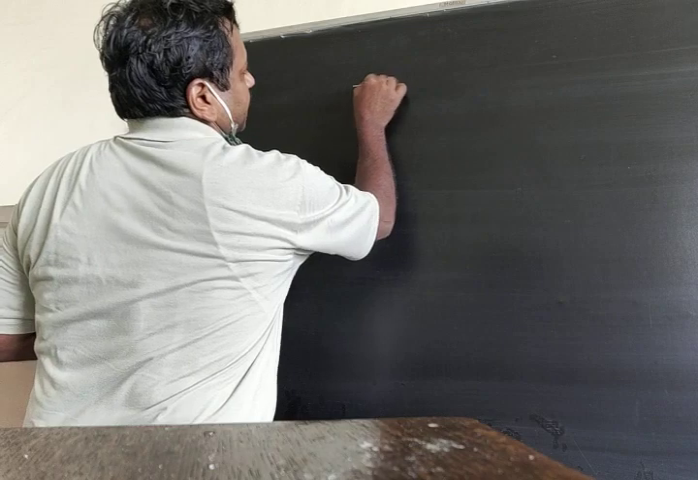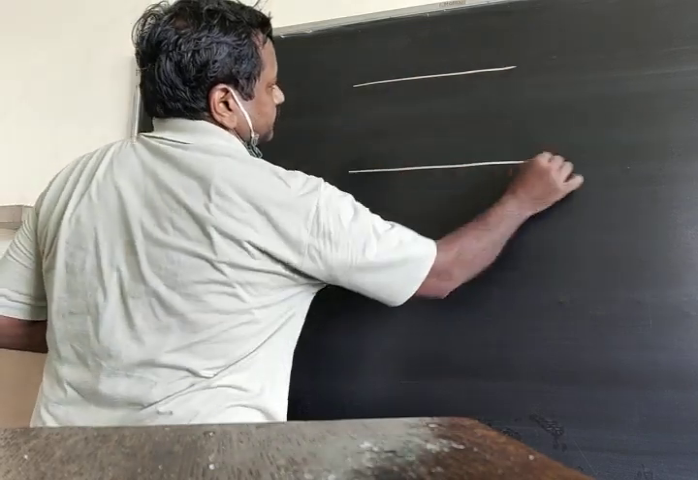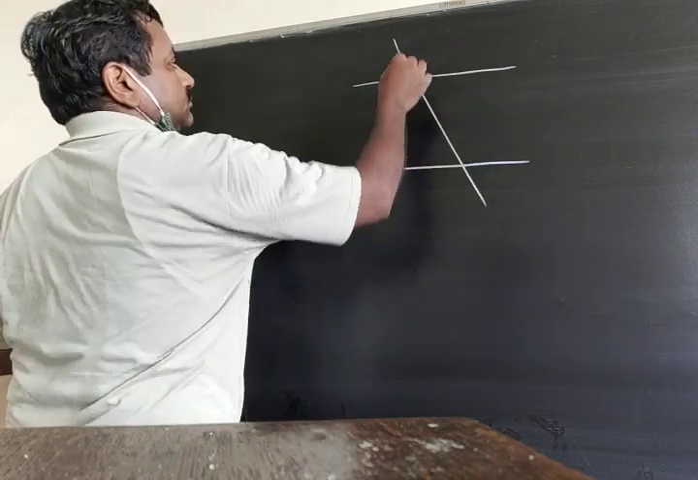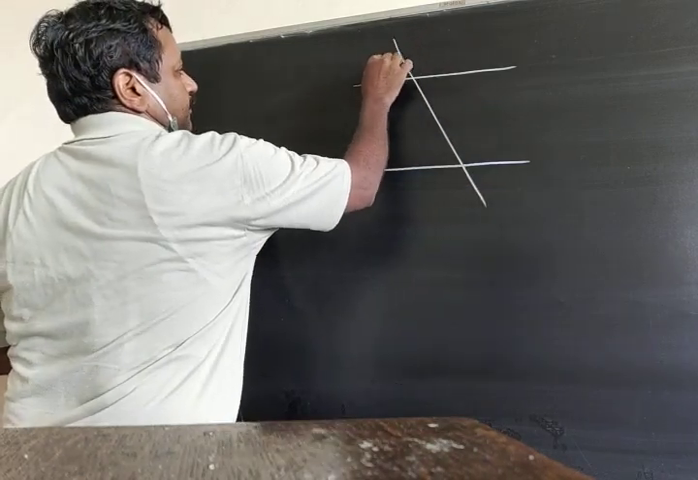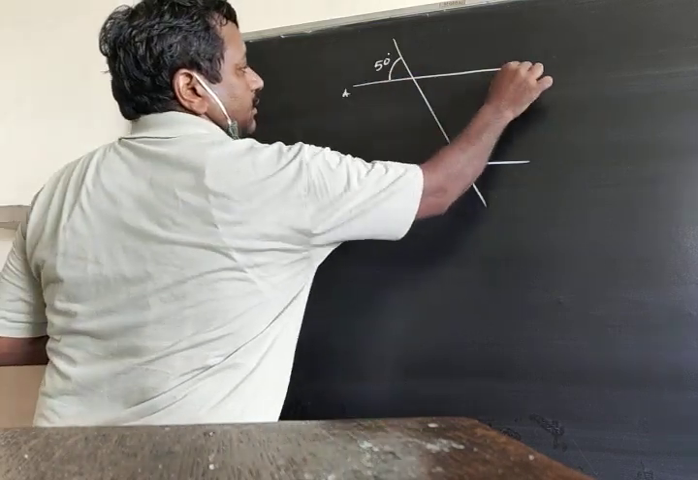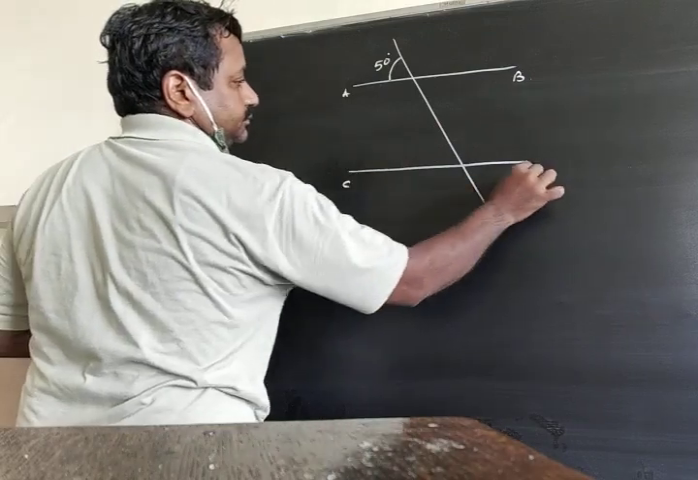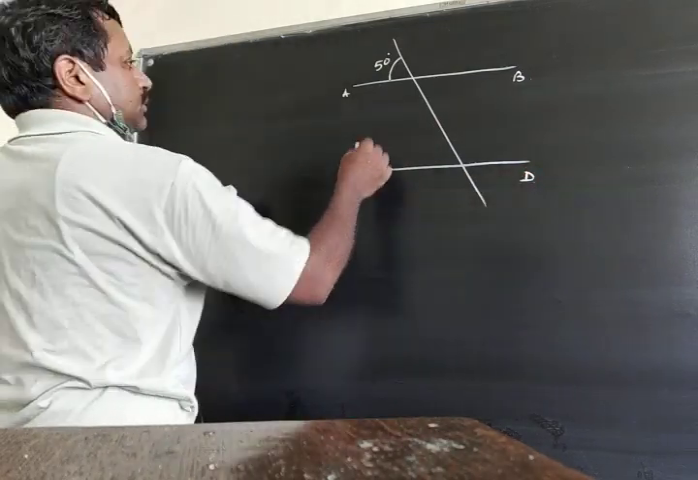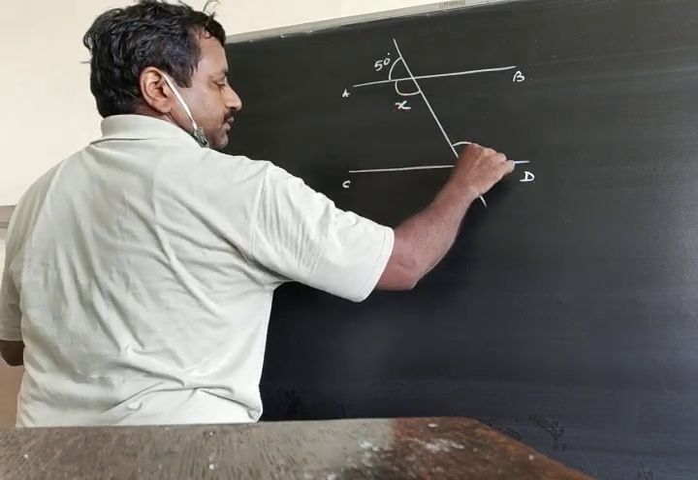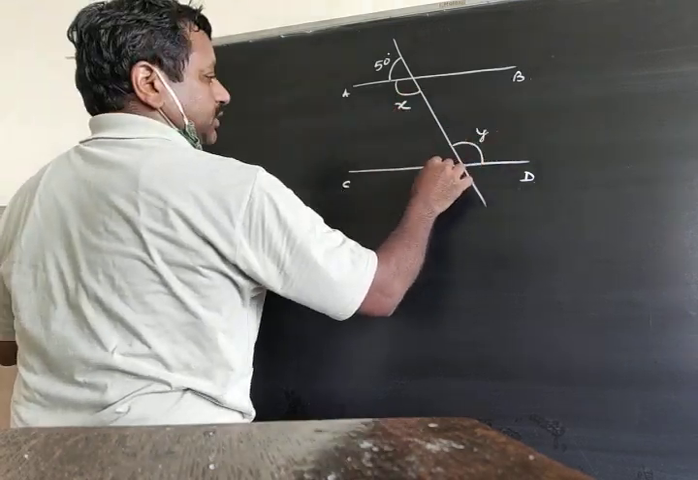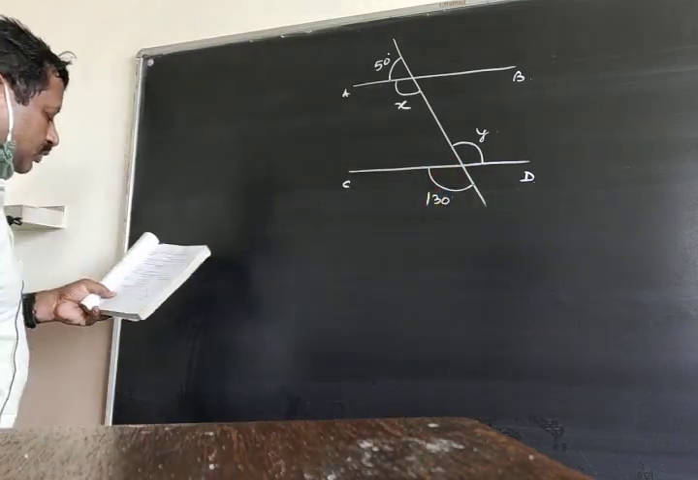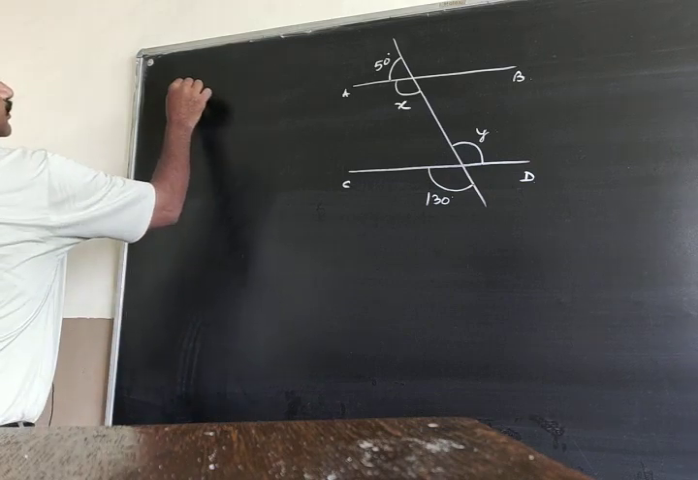One picture is given, with one transversal, 50 degree, this is line AB, CD, here it is x, here it is y, 130 degree. So as per the question, first of all find out the values of x. Solution.